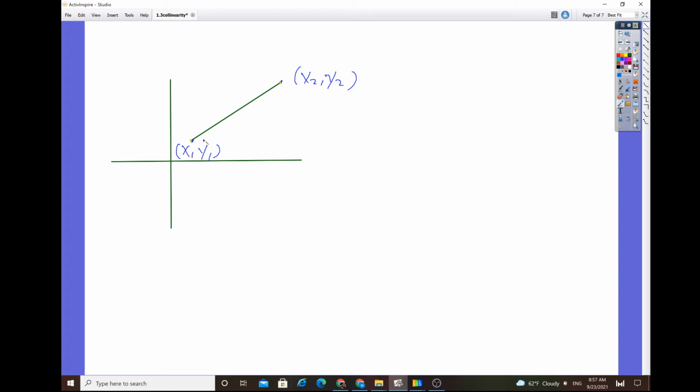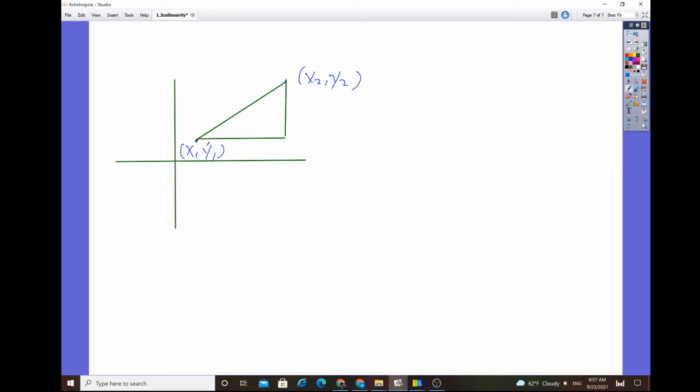One thing that we can always do here is come up with a right triangle. So let's say that we have a right triangle, like that. You might be wondering, what's happening with the distance here? Well, this point here is considered (x2, y1). So the way to find the distance is x2 minus x1. And the distance right here will be y2 minus y1.